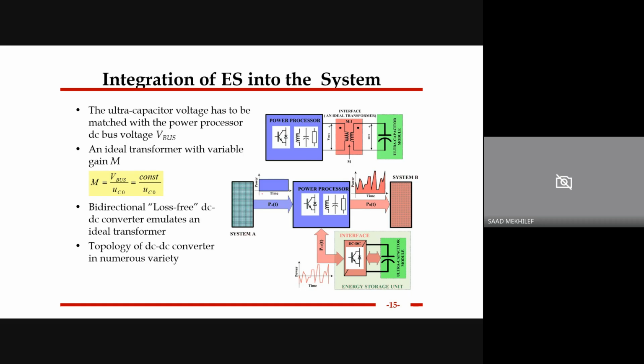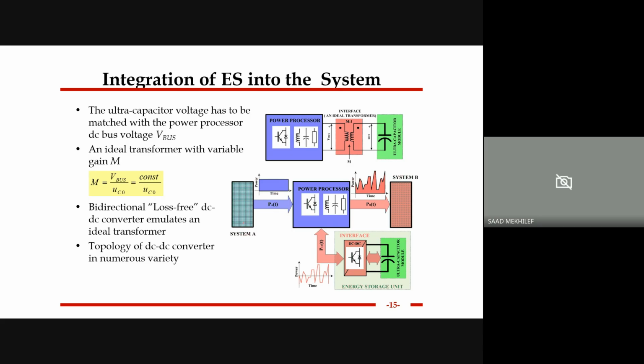For example, if you have a system A here, maybe it's a source, a photovoltaic or whatever, and then we have the power processor. And then we have a system B, maybe it's a load or a motor or whatever, and then you have the storage here. This storage will help, because you can see here the power delivered from the source is quite constant. However, on the load side, you can see the power fluctuates, goes up and down.